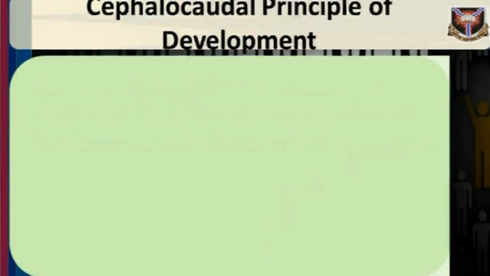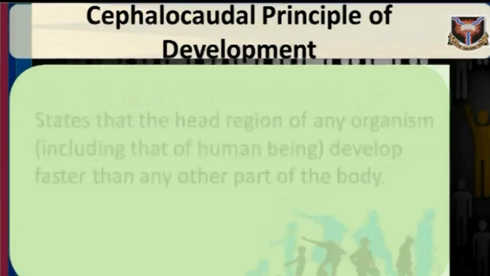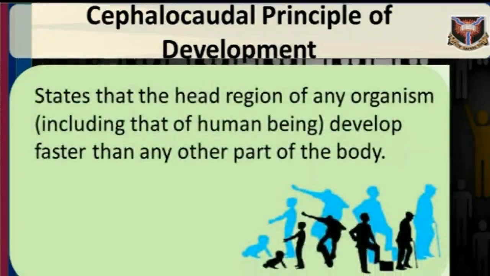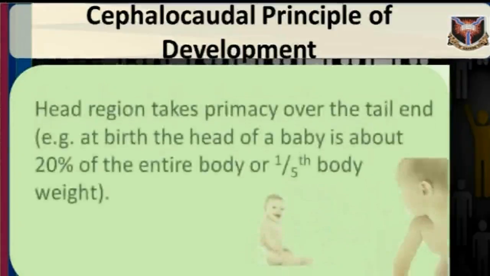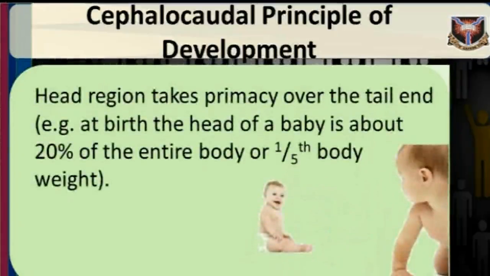1. Cephalocaudal principle of development. The principle states that the head region of any organism, including the human being, develops faster than any other part of the body. This means that the head region takes primacy over the tail end. For example, at birth, the head of a child is about 20% of the entire body, or 1/5 body weight.